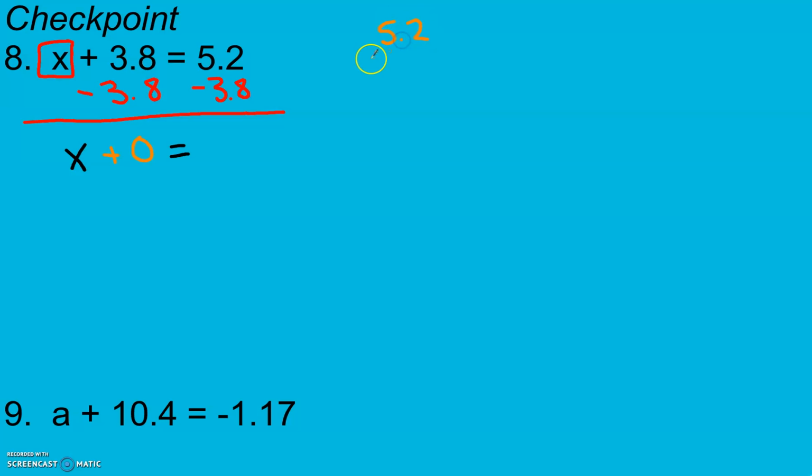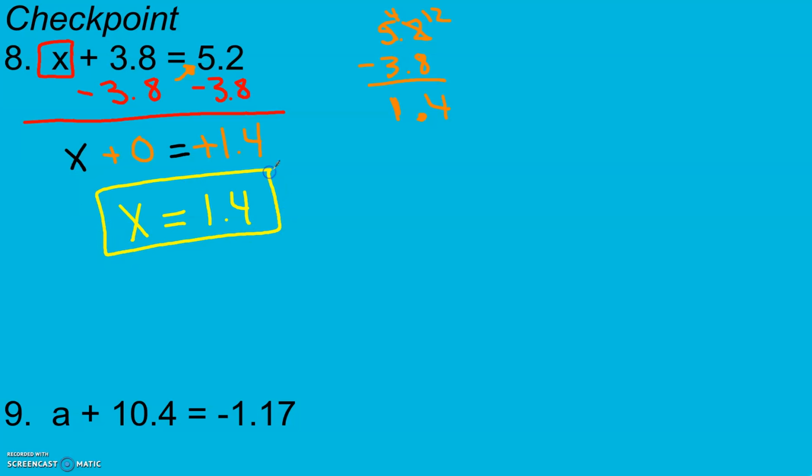Different signs, so bigger minus smaller. Line up your decimals. 12 minus 8 is 4. Again, we lined up that decimal. 4 minus 3 is 1. Now I look. 5 is bigger and positive, so my answer is a positive 1.4. Now, x plus 0 gives me just x, so I get x equals 1.4.